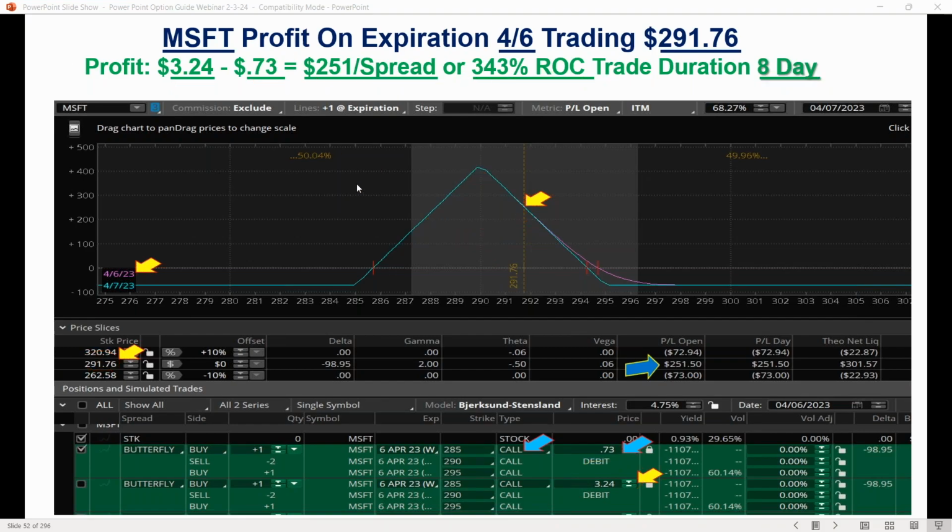So trade durations on these are typically 1 to 2 days to maybe 2 weeks out.